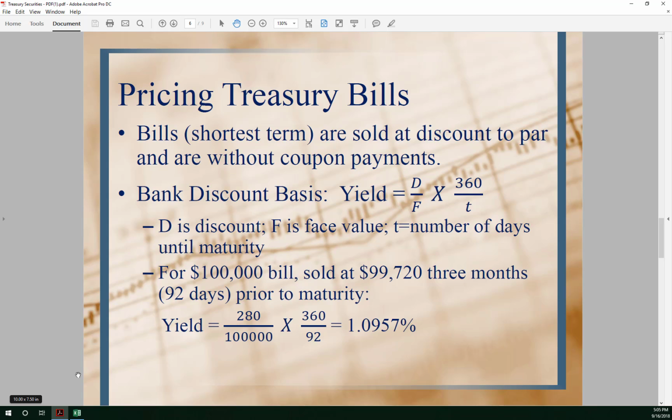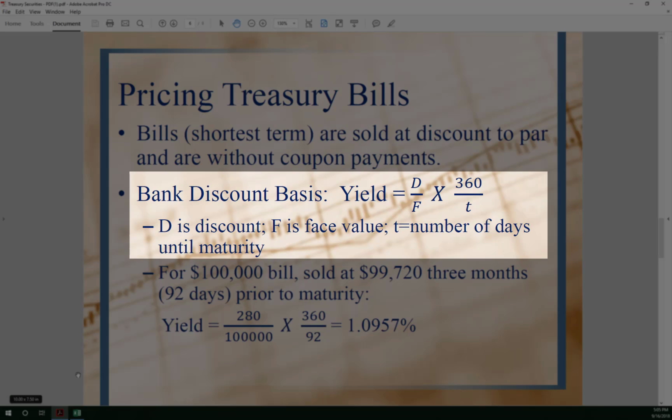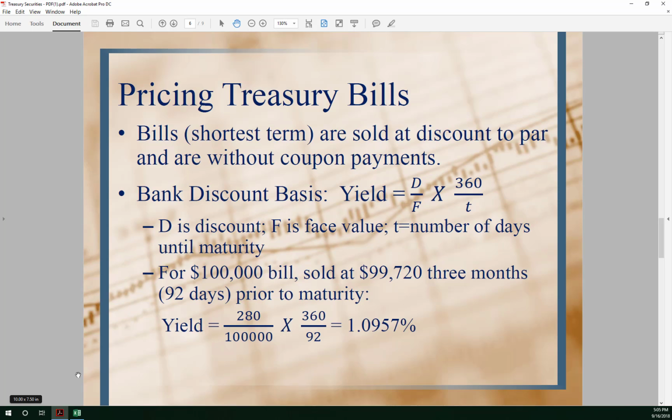Remember that these are the shortest term securities sold by the Fed, so these have maturities less than 1 year. They're sold at a discount to par. They're not coupon paying instruments, so they're going to be always sold at a discount. The yields are reported based on this bank discount basis. And the way that formula works, the quoted yield is going to be equal to the discount divided by the face value, all multiplied times 360 over T, where T is the number of days until maturity.